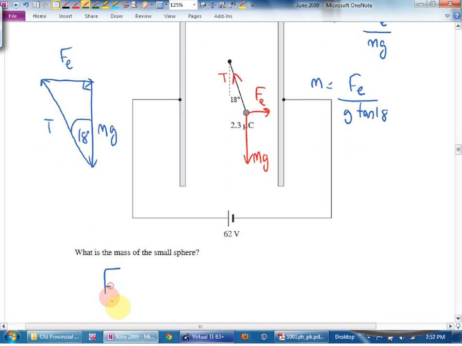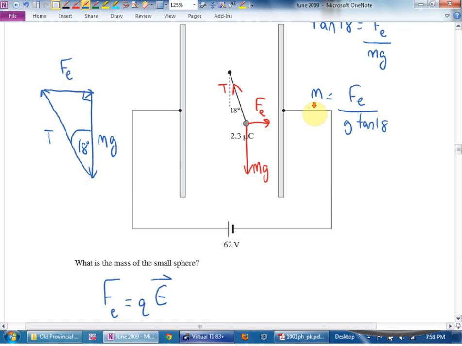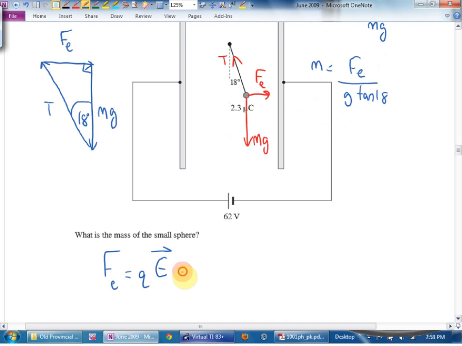How's that help me? Do I know the electric field here? Nope. Find something for electric field on your formula sheet, preferably that has maybe voltage and some kind of a distance in it. That would be lovely. Sorry? Oh, electric field is voltage. So if I hear you correctly, this is Q times voltage over distance? Oh, okay.